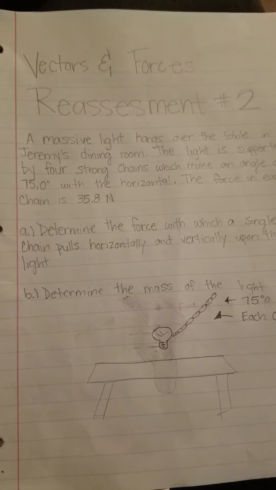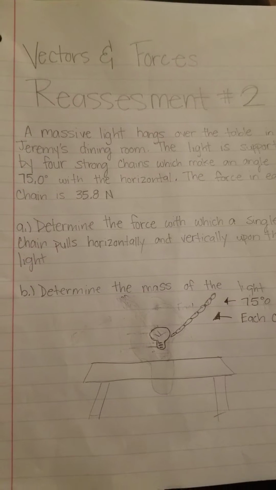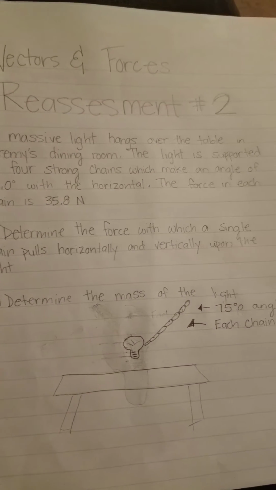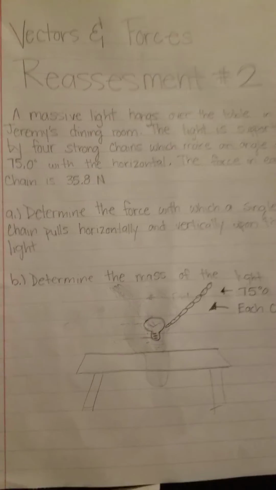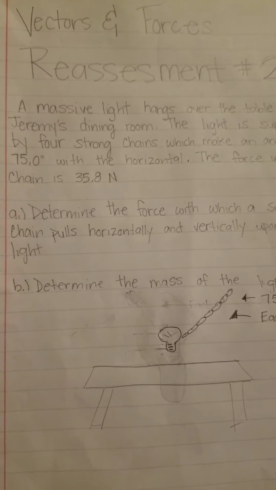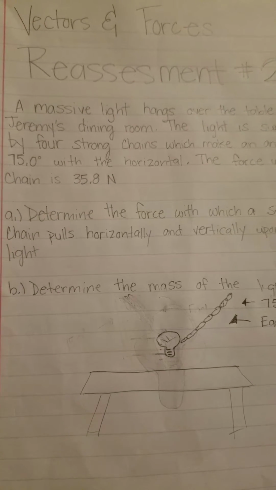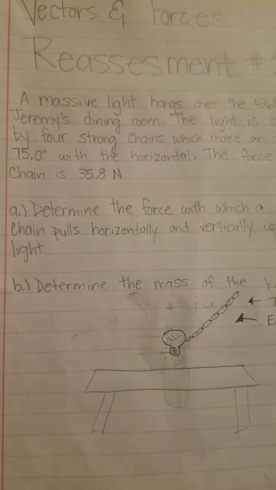Alright, in this reassessment we're going to be looking at vectors and forces. The question states, a massive light hangs over the table in Jeremy's dining room. The light is supported by 4 strong chains which make an angle of 75 degrees with the horizontal. The force in each chain is said to be 35.8 newtons.